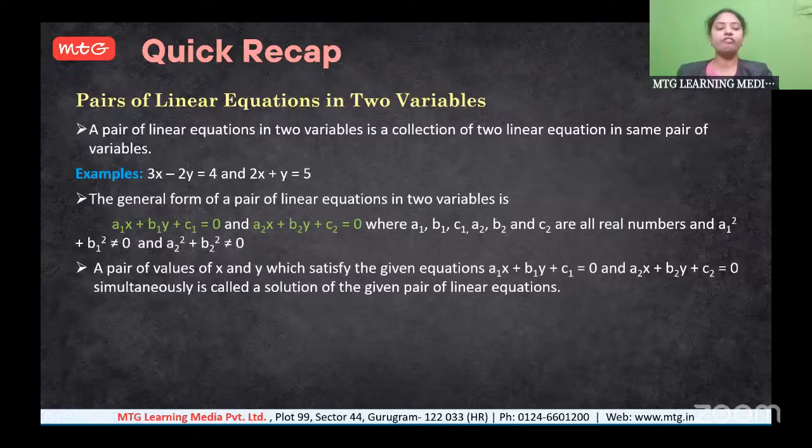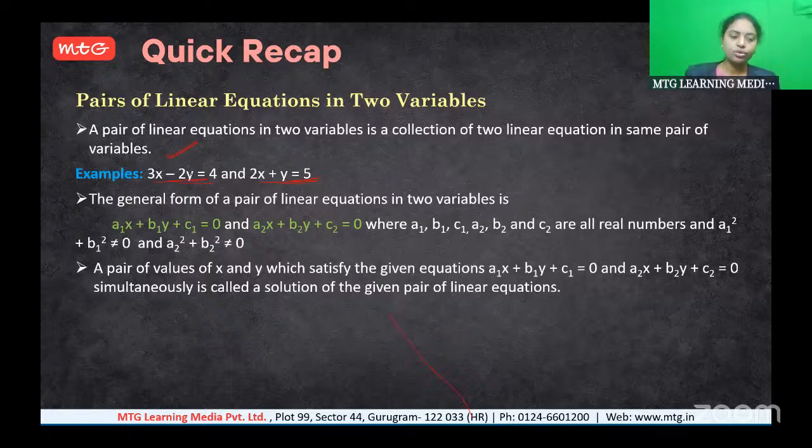Now, a pair of values x and y which satisfies the given equations simultaneously is said to be the solution of the given pair of equations. What is the meaning of it? As I have told you, this is a linear equation in two variables, and this is also a linear equation in two variables. In class 9, you would have studied that whenever you represent a linear equation in two variables as a graph, you get a straight line on the graph paper. The straight line could be in any direction, with whatever inclination. It is just a straight line.